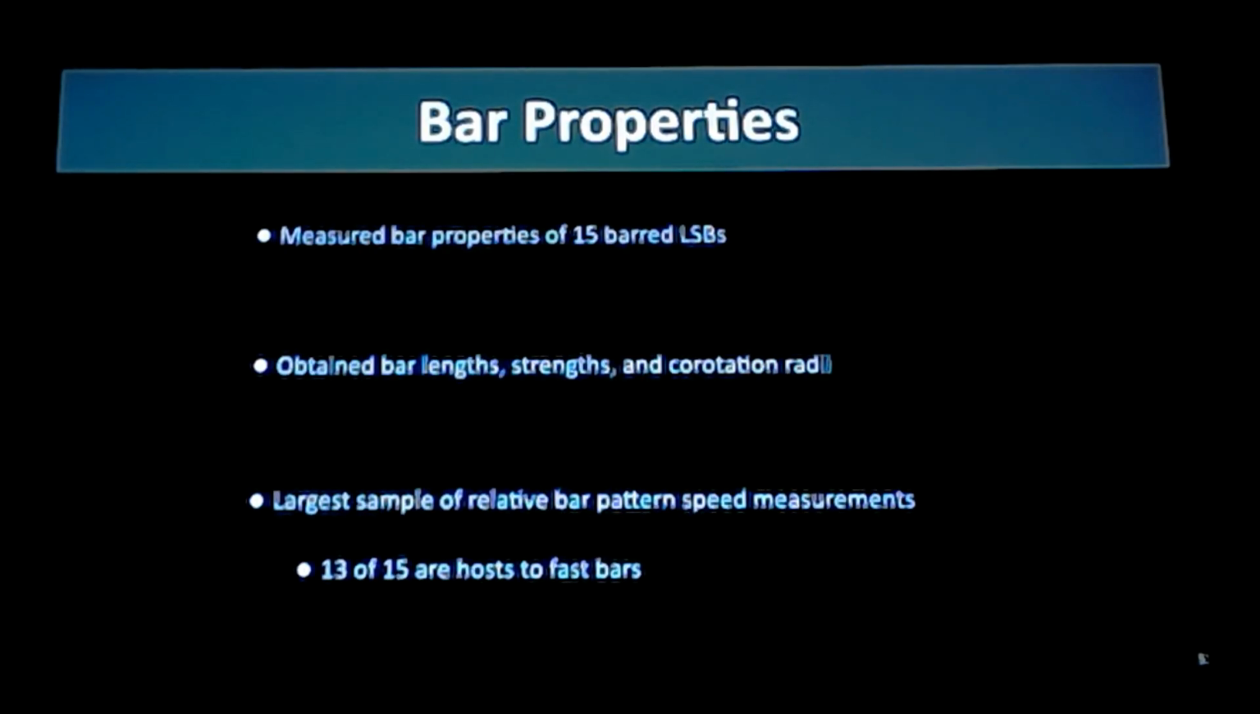So with that, I'd like to wrap up with a summary of all the work I've accomplished. I successfully measured the bar properties of 15 barred LSBs: the length, the strength, and the co-rotation radius. This currently constitutes the largest sample of relative bar pattern speed measurements for bars in LSBs, finding 13 out of 15 are fast. Again, this is contrary to what's expected. They're expected to have slow bars.